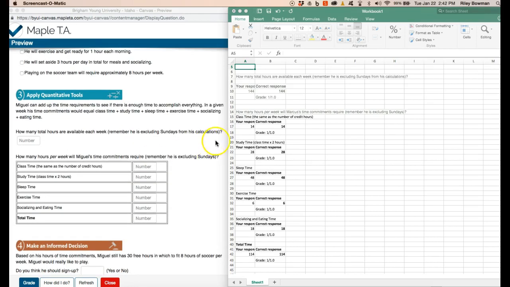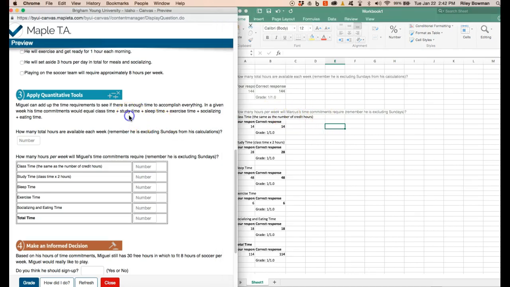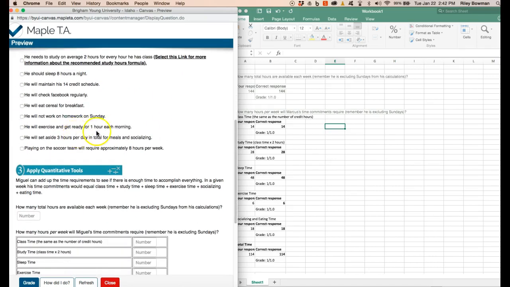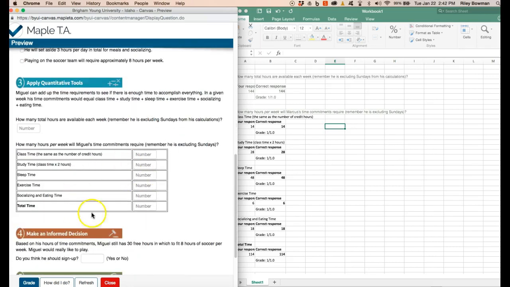So a couple of things, I went ahead and copied all of the correct answers over here, so it doesn't look really pretty, but at least it has all the questions. So the first one is how many hours Miguel can add up the time requirements to see if there's enough time to accomplish everything in a given week. His time commitments are class, study time, sleep, exercise, and socializing and eating time, which were set up here in part 2. We have 8 hours a night, 14 credits, 1 hour each morning for exercise, and 3 hours for meals and socializing that we can put in here.